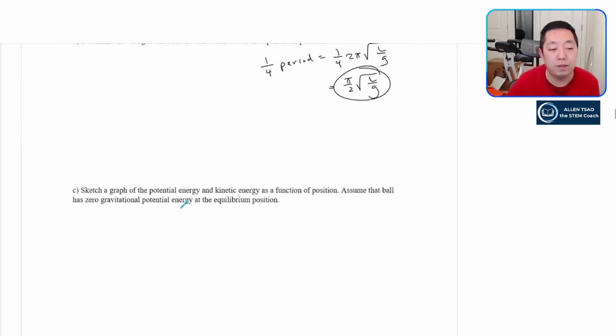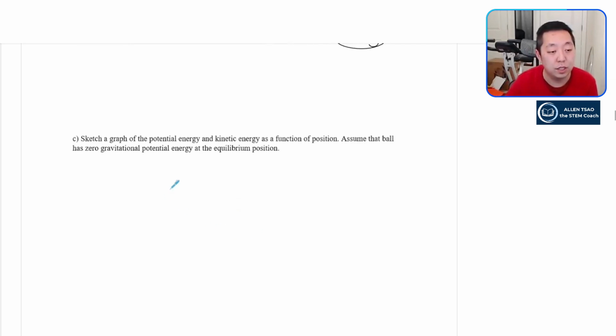Now sketch a graph of the potential energy and kinetic energy as a function of position. Assume that the ball has 0 gravitational potential energy at the equilibrium position. So if you were to look at this scenario, you're going to have no potential energy at the bottom, and you're going to have the most at the top here. So let's say this is the max, x max, right? This is negative x max. It's going to have the maximum potential energy.